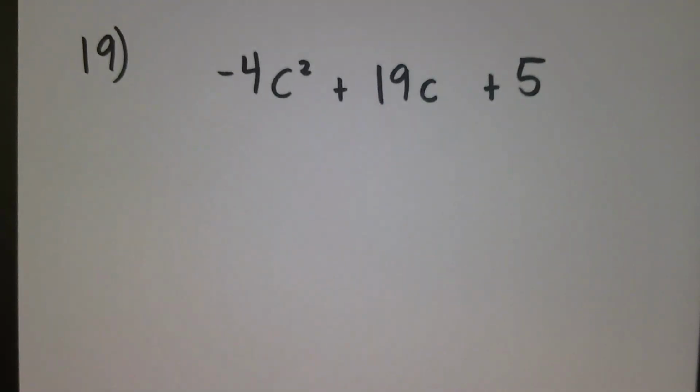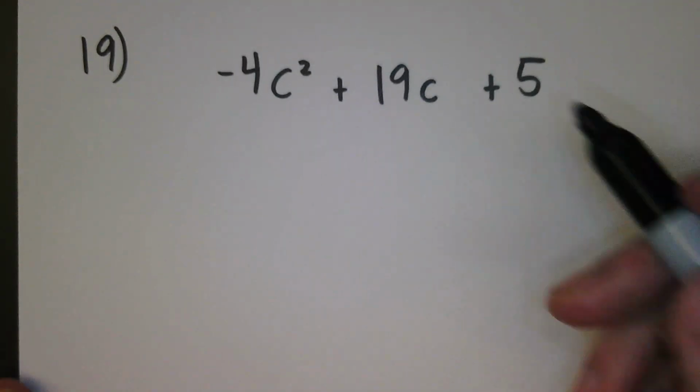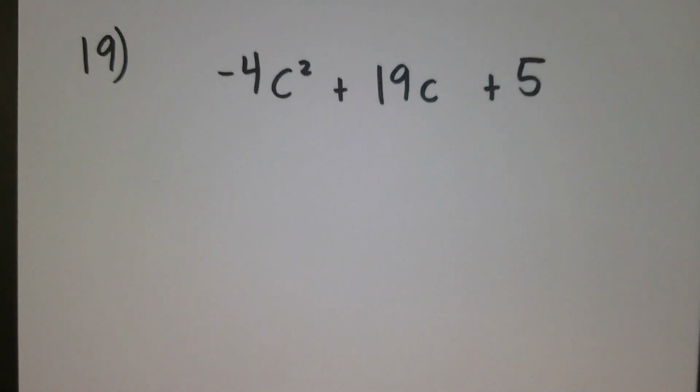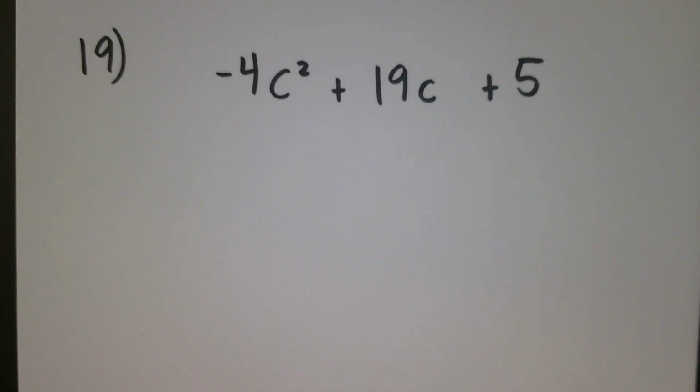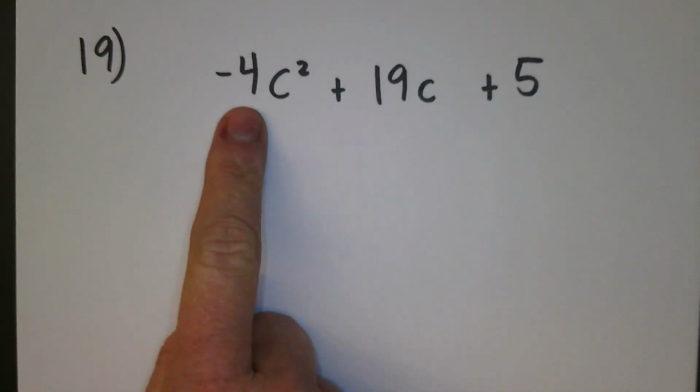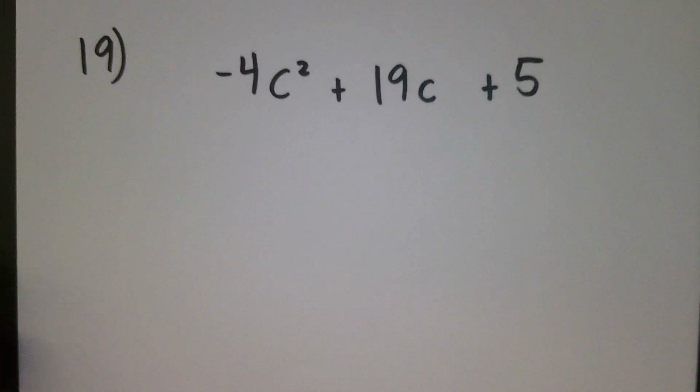Okay, we're looking at number 19 from 2-6, I believe. We're factoring this guy. It's quadratic. Can't solve it because it's not set equal to 0. So first thing we're going to do, because my x squared, but really it's my c squared here, is not equal to 1.